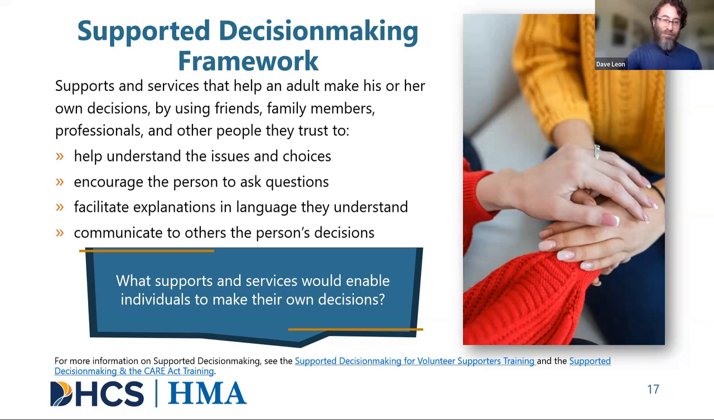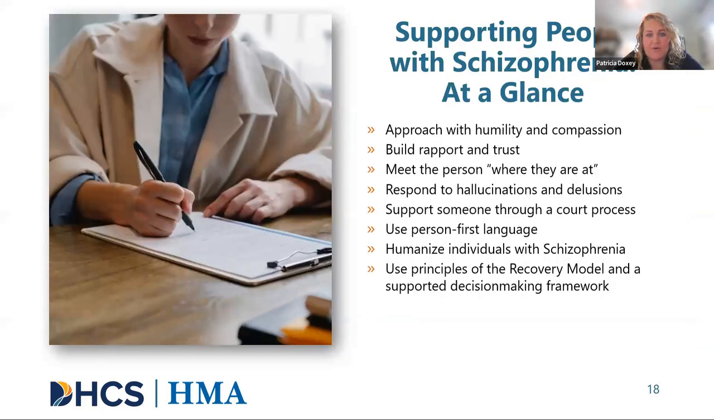Thank you. So we can turn and look at these ideas at a glance and just note some of the things that we've talked about today. So approaching an individual with schizophrenia with humility and compassion and really taking that trauma-informed approach, building rapport and trust. You may have a long-standing relationship with this individual as a supporter. Maybe you're intentionally changing your role, but meeting them with rapport and trust.